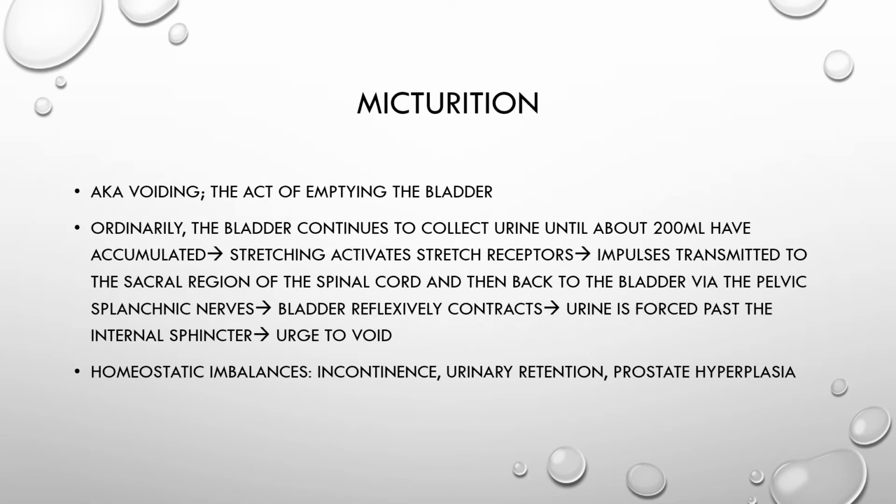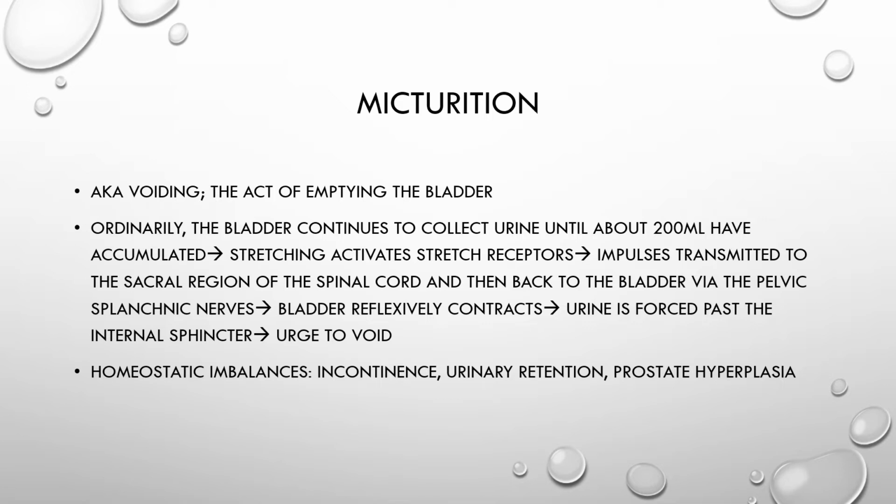Micturition, also known as voiding, is the act of emptying the bladder. As noted, there are those two sphincters or valves, the internal urethral sphincter, which is more superiorly located, and the external urethral sphincter, more inferiorly located, which control the flow of urine from the bladder.